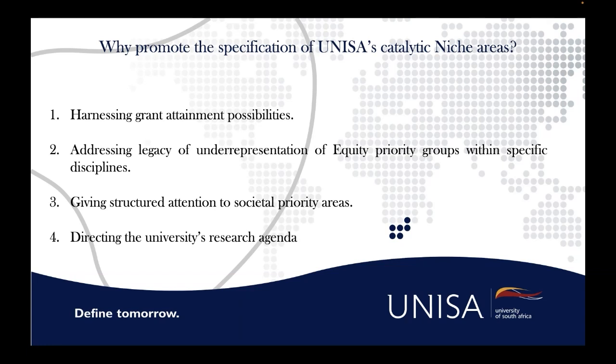There's an interesting statistic. UNISA, before it had these niche areas that we were pushing, had quite an adverse and unacceptable grant attainment statistic. Out of every 37 of our master's and doctoral students, we only have two students that have grants that they've attained outside of our UNISA bursary system. So in essence, two out of 37 have done that.